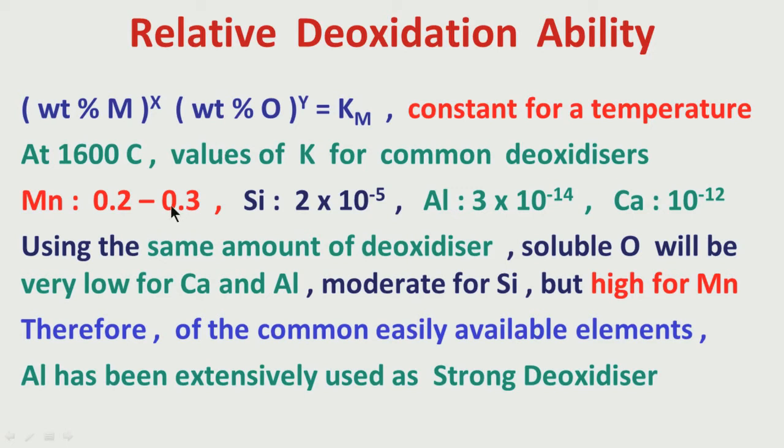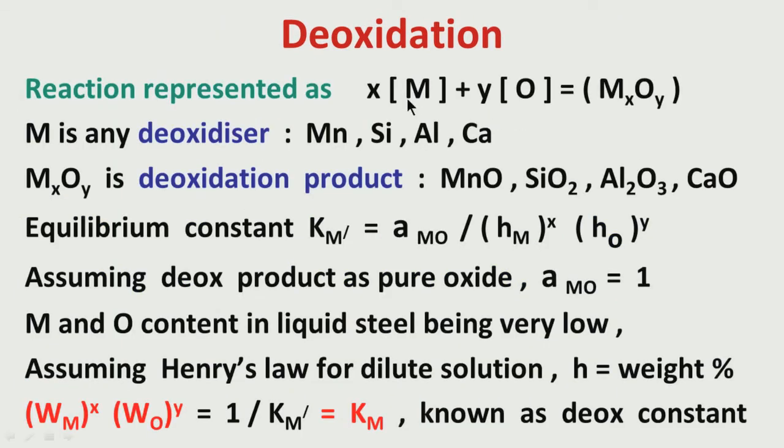So, we know the criterion for deciding which deoxidant is better. It depends on the deoxidation reaction. As I have told you, this is the deoxidation reaction: M is the deoxidant, reacting with oxygen, finally giving rise to the MxOy type of oxide. Depending on the deoxidant, the deoxidation product is decided. If it is aluminum, it is Al2O3. If it is silicon, it is SiO2. If it is calcium, it is CaO.